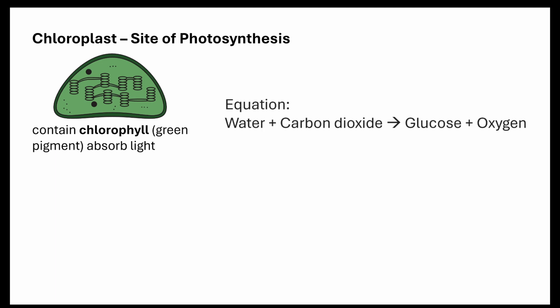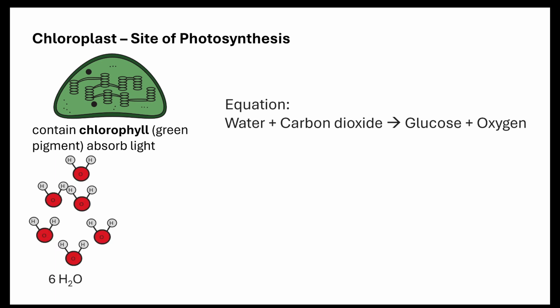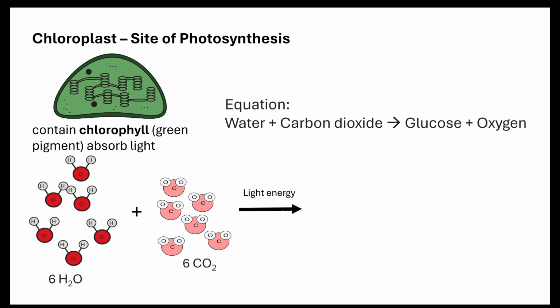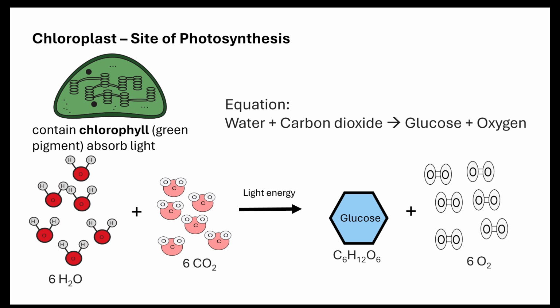So you need to know the equation for photosynthesis, which is that water plus carbon dioxide are required by the plants so that they can photosynthesize to produce glucose and oxygen. Now, the water comes from the soil, the carbon dioxide comes from the atmosphere, and the sunlight energy is needed for this conversion to produce glucose and oxygen.